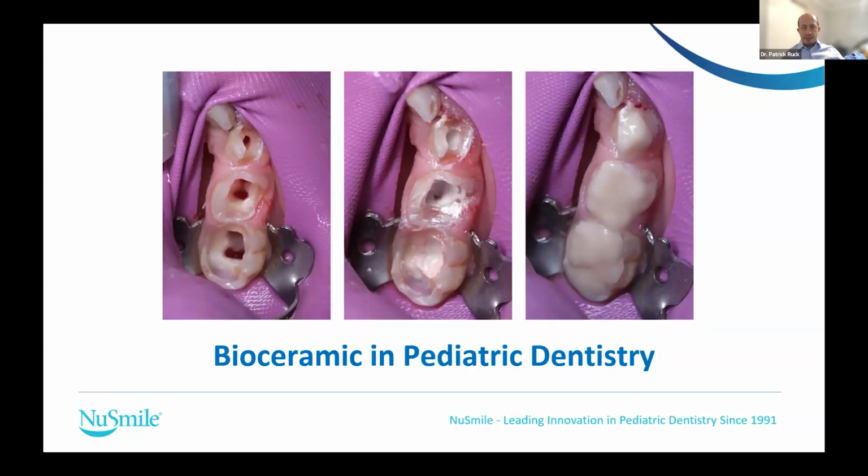The success outcome depends on the ability of the pulp to heal from that localized inflammation. But no, I think it's safe to say that, like Dr. Primus was saying, Neoputty has now been studied enough to where it's in that A tier, as far as how people felt about Biodentine when it first came out.